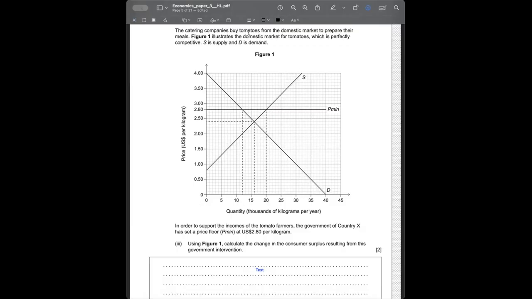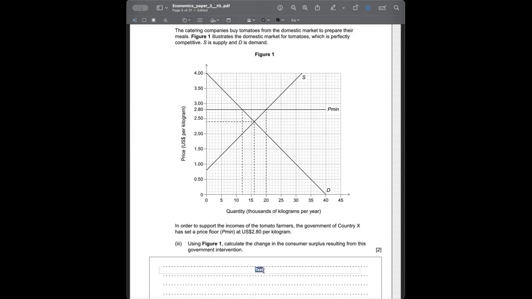The catering companies buy tomatoes from the domestic market to prepare their meals. Figure 1 illustrates the domestic market for tomatoes, which is perfectly competitive. S is supply and D is demand. In order to support the incomes for the tomato farmers, the government of X has set a price floor at 2.80 per kilogram.